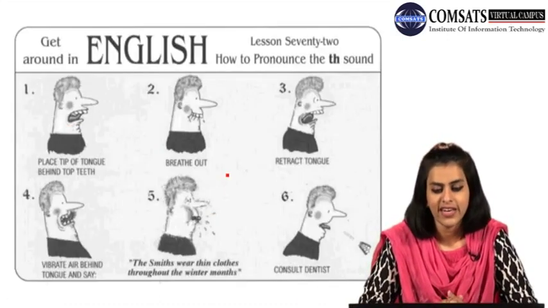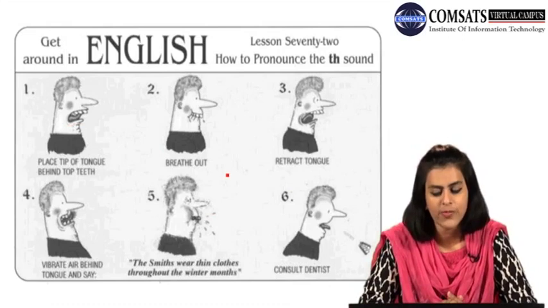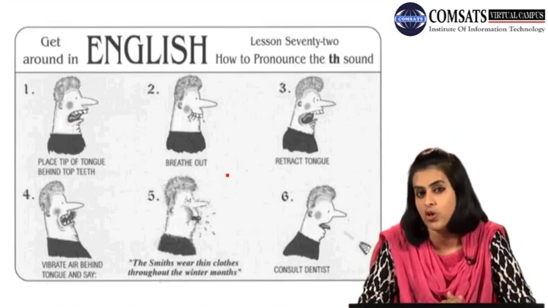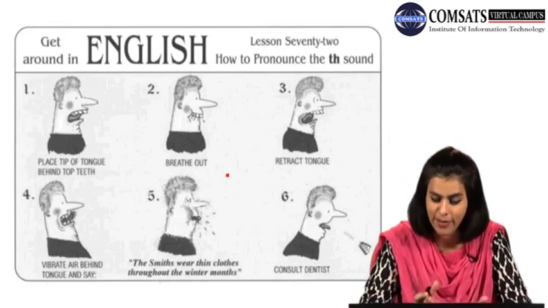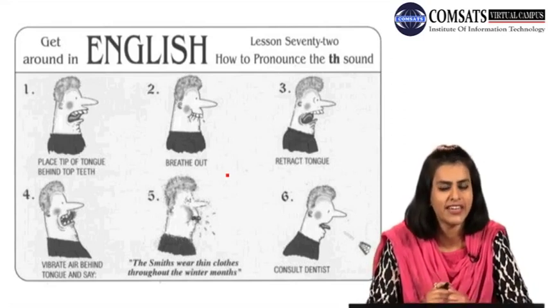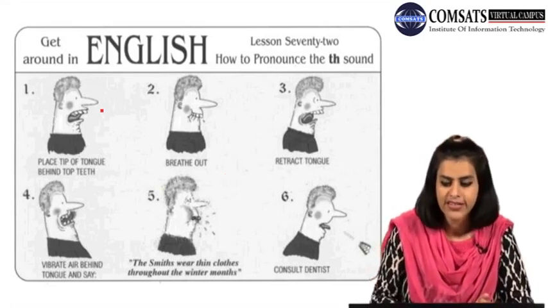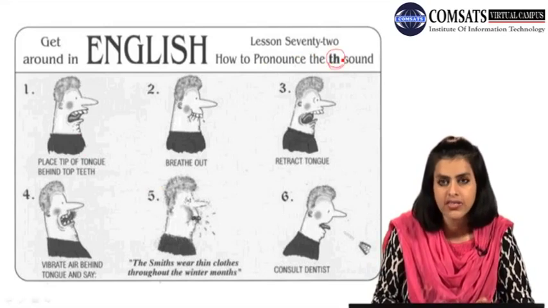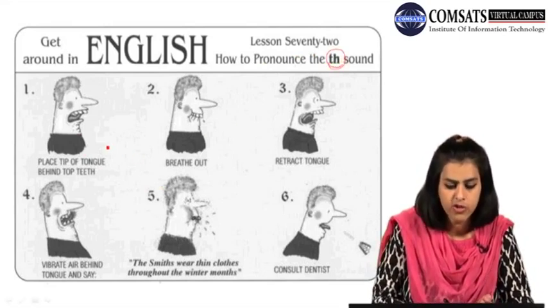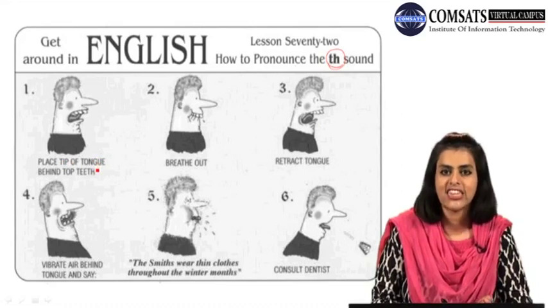Now, Get Around in English, lesson 72, how to pronounce the th sound. Now this should not happen to you the way it is happening to this person. Now check out figure number 1. For pronouncing the th sound, what exactly you are supposed to do is to place the tip of the tongue behind the top teeth.